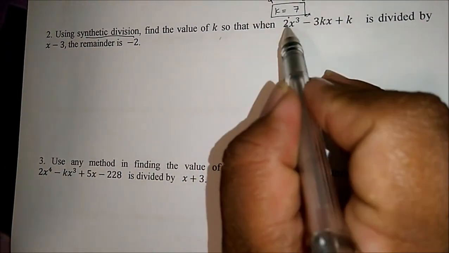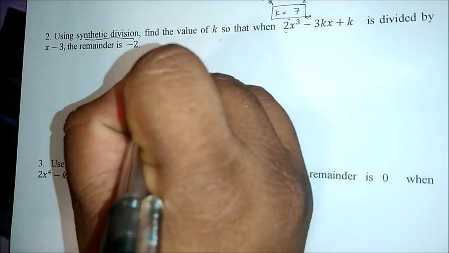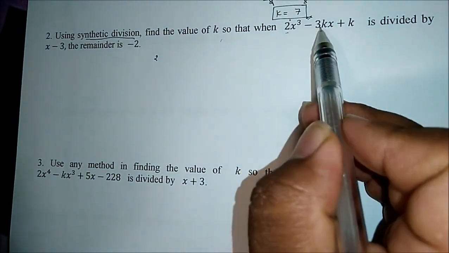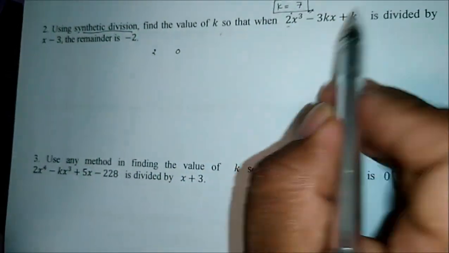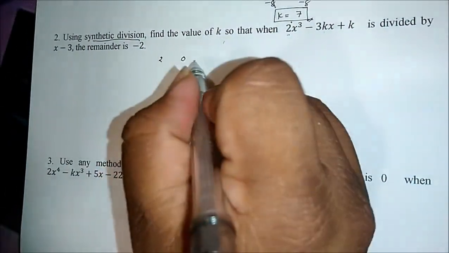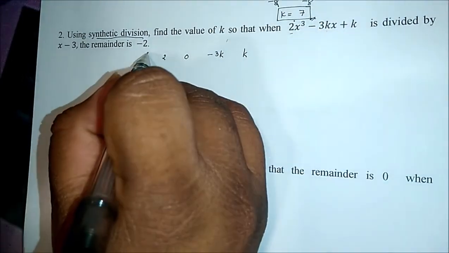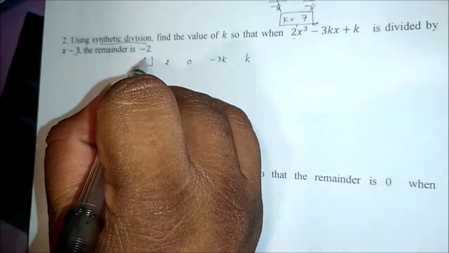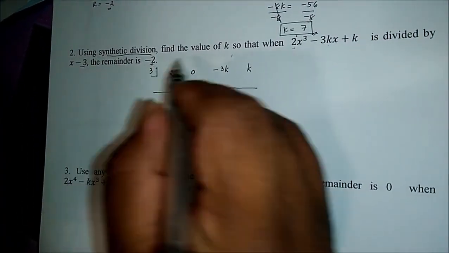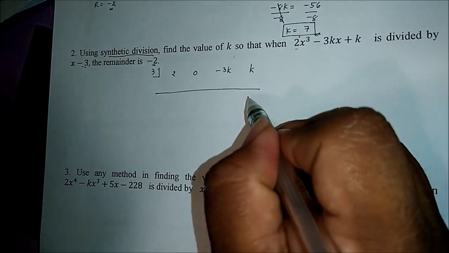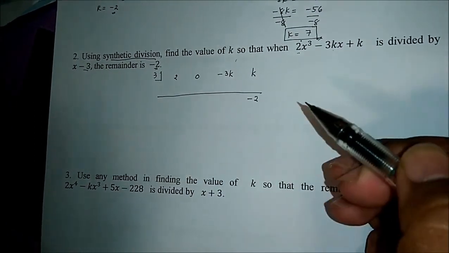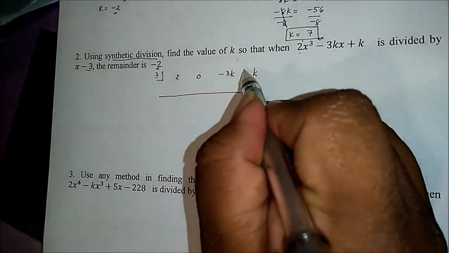Okay, so using synthetic division, we have 2 for the coefficient of x cubed. Walang x squared, so lalagyan natin ng 0. Ito ay coefficient of x, so that's negative 3k. And we have the constant term k. The synthetic divisor is positive 3. Okay. And the remainder is negative 2. Ang remainder, remember, ay nasa dulo. So, lalagyan natin dito negative 2. That's for the remainder. Okay.